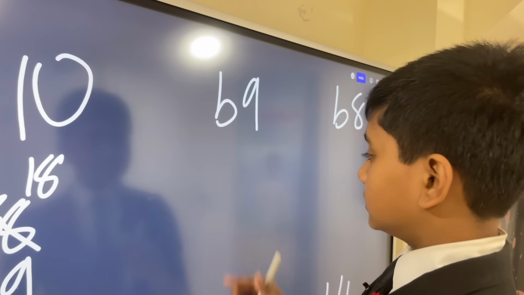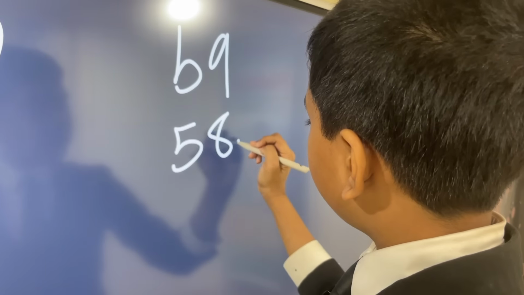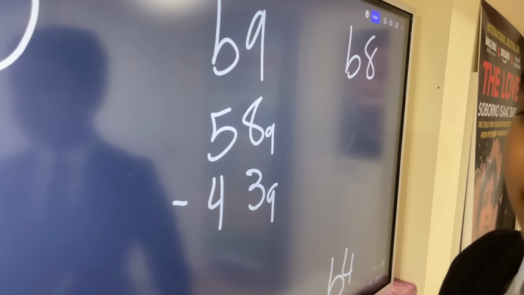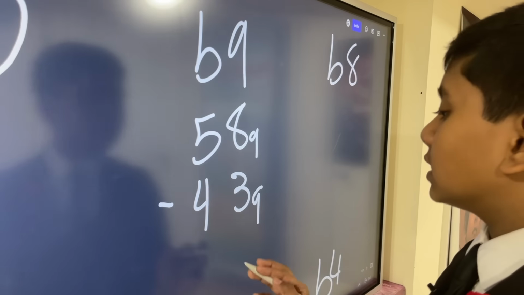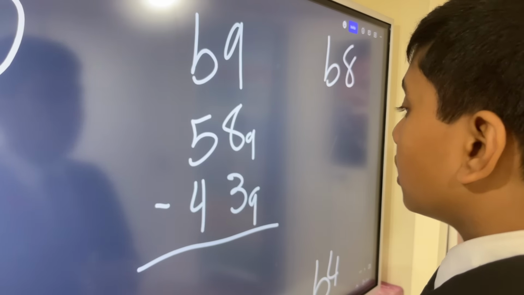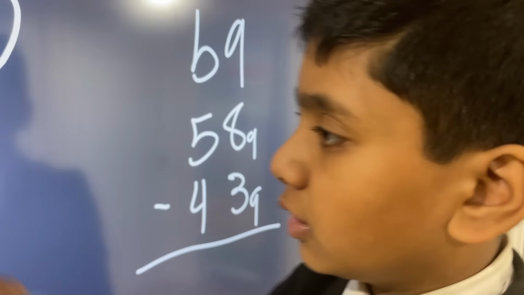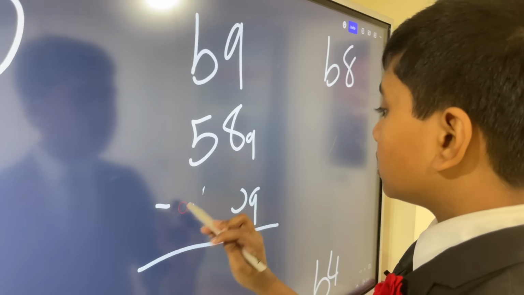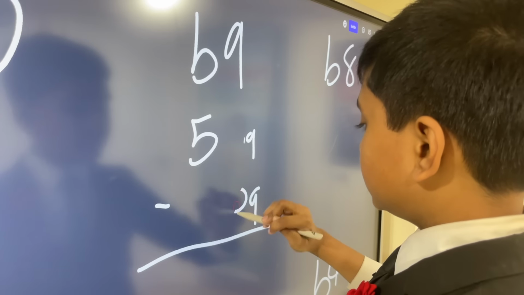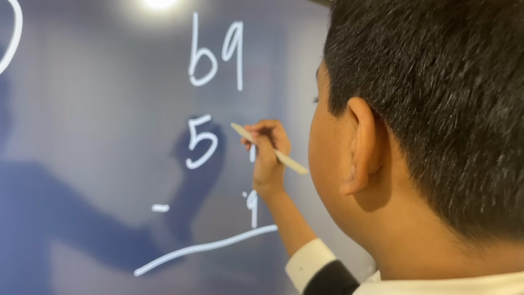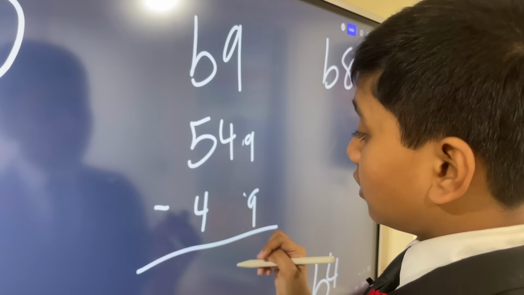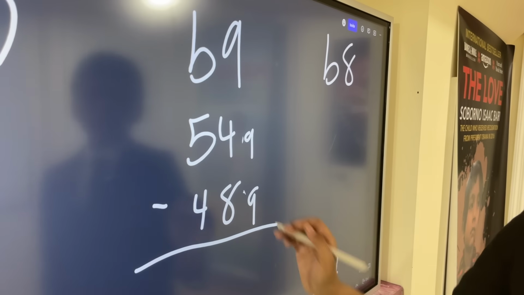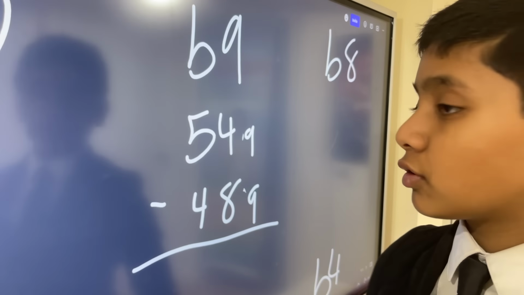Okay, base 9. Let's say we have 58 base 9 minus 43 base 9. Keep in mind, in base 9 you can't use the digit 9. So, well actually no, let's change this problem up to make it a little more interesting. So let's say this is 54 and this is 48. So 4 minus 8 is impossible here, so we're going to have to regroup.